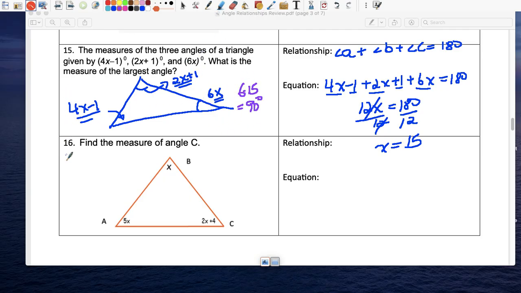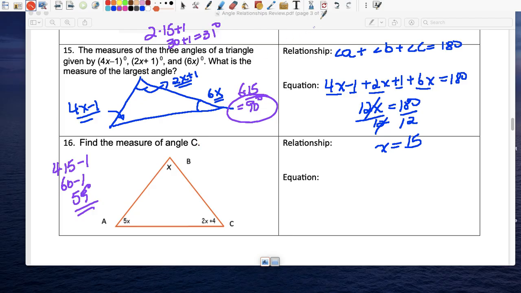This one is 4x minus 1, so it's 4 times 15 minus 1. 4 times 15 is 60, minus 1 is 59. So the second angle measures 59 degrees. And the last angle, 2x plus 1, or 2 times 15 plus 1, is 30 plus 1, which makes it 31. So the largest angle measures 90 degrees. Okay.